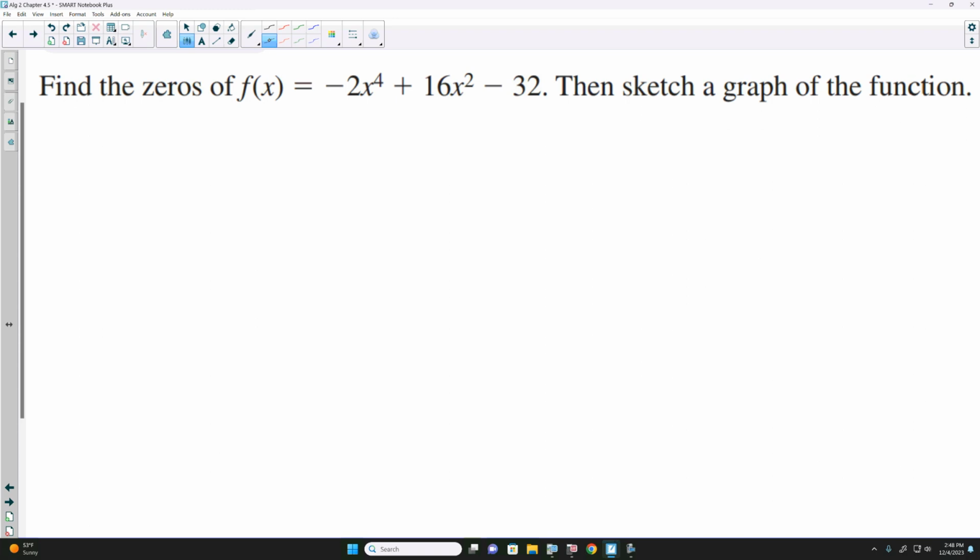So this one here, we want to find the zeros of f of x. So f of x equals negative 2x to the fourth plus 16x squared minus 32, and then sketch the graph.